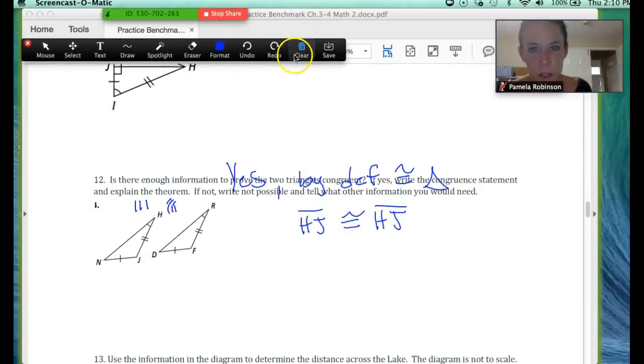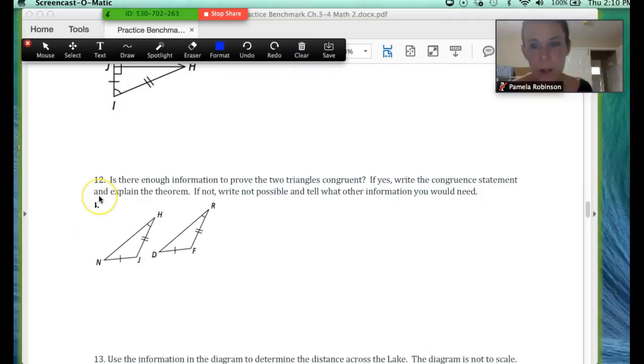Let's clear that off. Is there enough information to prove the two triangles congruent? If yes, write the congruent statement and explain the theorem. If not, write not possible and tell what other information you would need. Make sure you do both those things. Yes or no. If yes, how? If no, what else do you need to prove congruence?